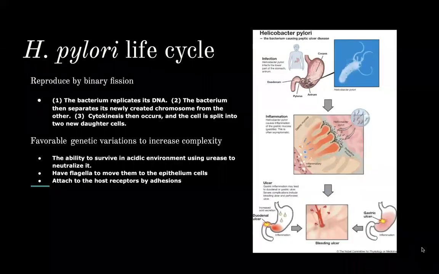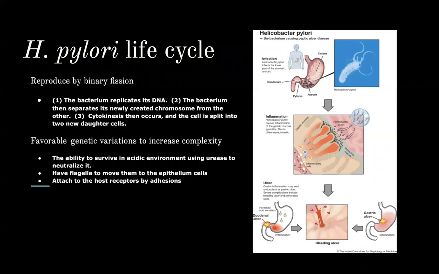H. pylori's life cycle. H. pylori is reproduced by binary fission. The bacterium replicates its DNA. The bacterium then separates its newly created chromosome from the other. Cytokinesis then occurs, and the cell is split into two daughter cells.